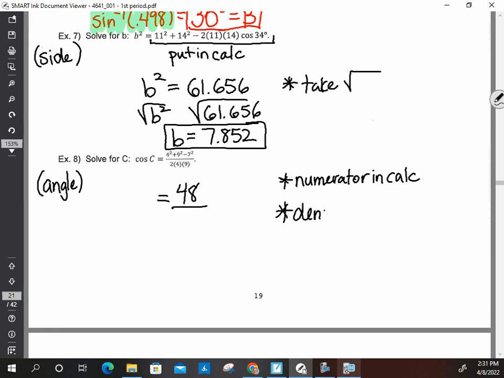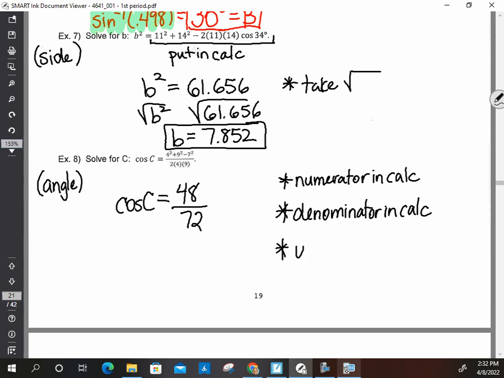Then put the denominator in the calculator. 2 times 4 times 9. Some of you might also be able to do that in your head. That's 72. So cosine of C equals 48 over 72. You might be tempted to, oh, well, I can reduce that. It's not necessary because you're getting ready to still do another step with it, so it's not required for you to reduce it.